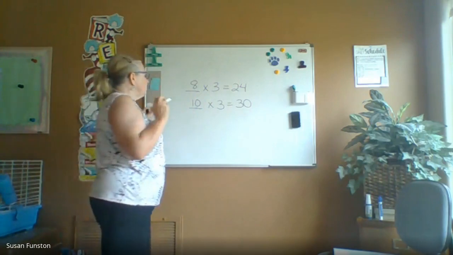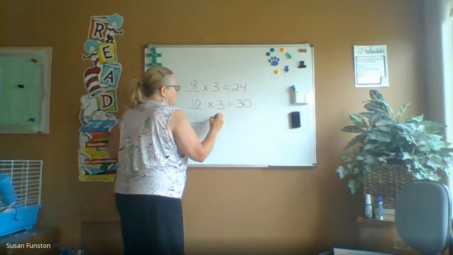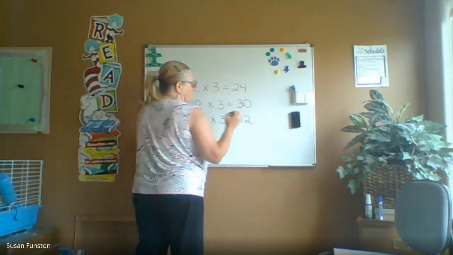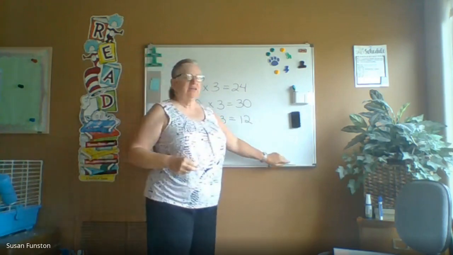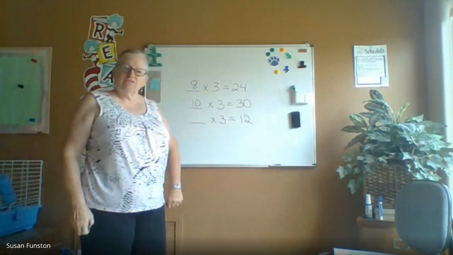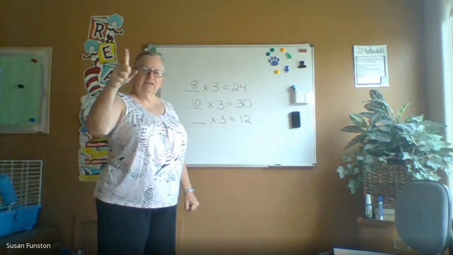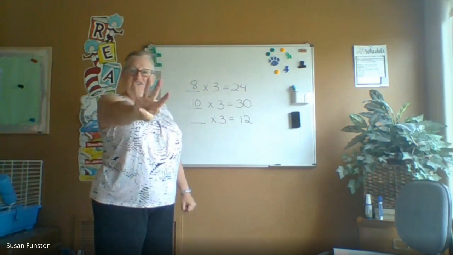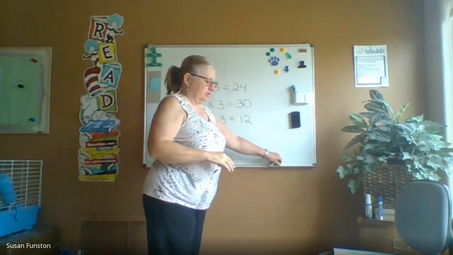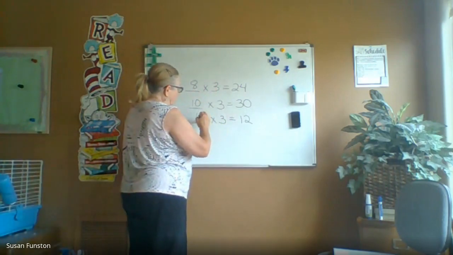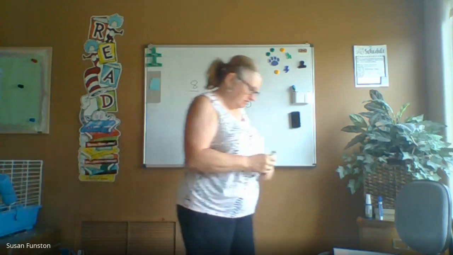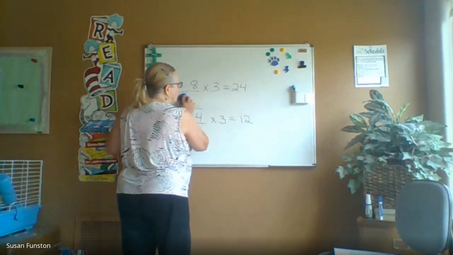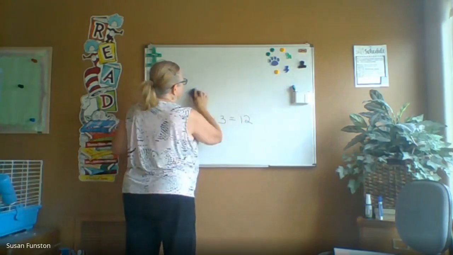Let's do one more just to make sure we've got this down. Something times 3 equals 12. We won't have to count very far this time. So let's count by 3s until we get to 12. Ready? Go. 3, 6, 9, 12. How many fingers? 4. So 4 times 3 is 12. Okay, let's just look at 4 times 3 is 12. Erase these other two.